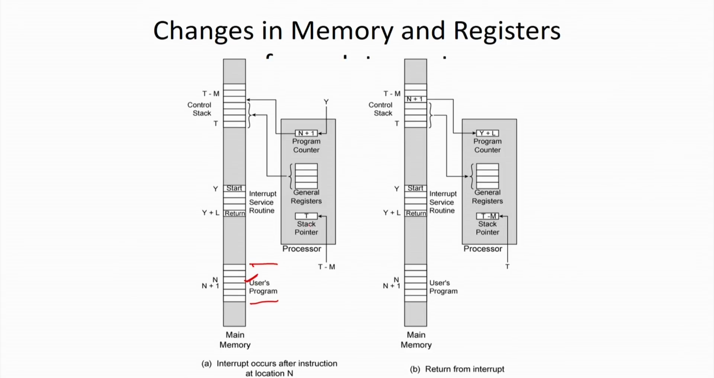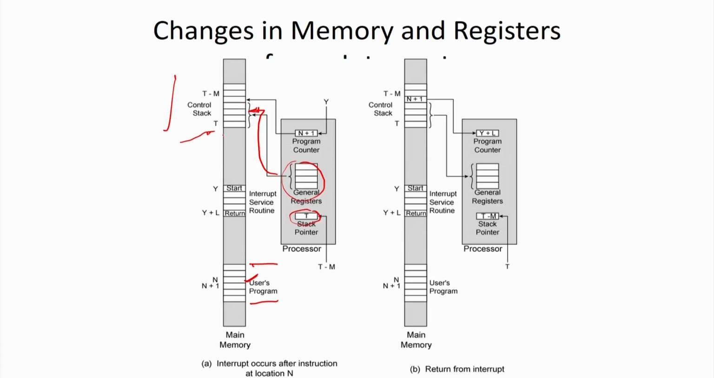At that time, the value of the stack pointer is t. That means this is my stack, and the stack pointer is pointing at that particular point. So, when it receives an interrupt, what does it do? First, it stores the general purpose registers, so we are pushing them to the control stack. After pushing these to the control stack, we push the program counter value to the stack.